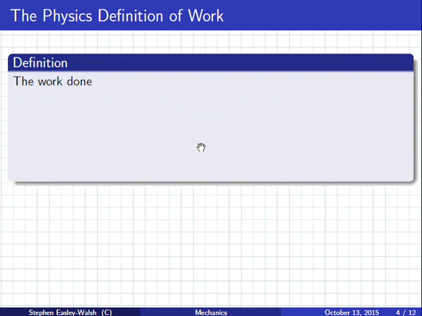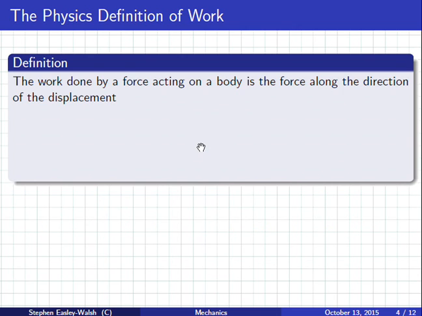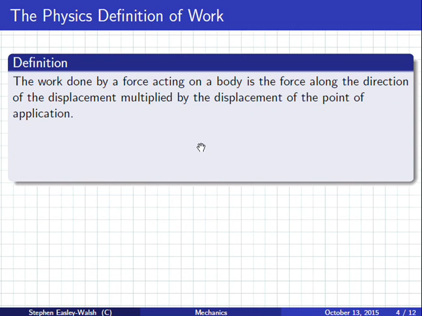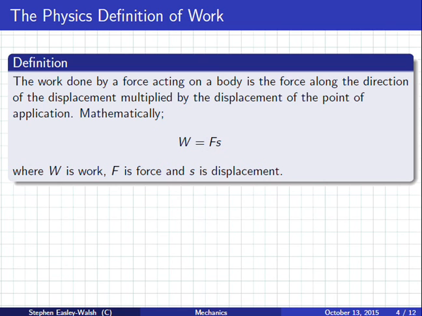Okay, so actually in physics we have a definition of work, and we say that the work done by a force acting on a body is the force multiplied by the displacement. Now look, you don't need to write all the words down, as a formula it's quite simple. The work is the force multiplied by the displacement. So here's the force, and it's making this move. So that's the F, and this here is the S, the displacement. So that's the formula. All I really need you to write down is the formula and what each letter means. W is work, F is force, S is displacement.